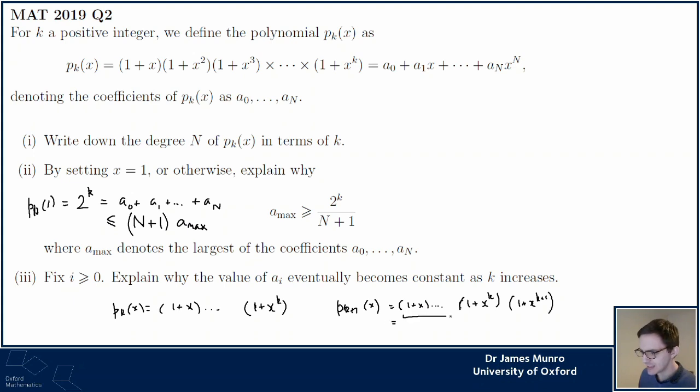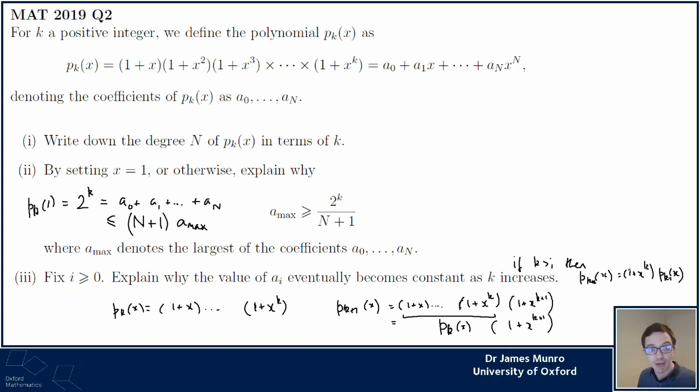So that is exactly this thing over here, pk of x times 1 plus x to the k plus 1. Okay, when you multiply out polynomials like that, you'll get all of the coefficients from pk of x multiplied by 1, so that's nice. And then also you'll get the whole polynomial pk of x multiplied by x to the k plus 1. If k is big, then x to the k plus 1 is a huge power of x. That means that, in particular, if k is bigger than i, then pk plus 1 of x, or pk of x, I suppose, is 1 plus x to the k times pk minus 1 of x. So we've multiplied it by 1 plus x to the k.